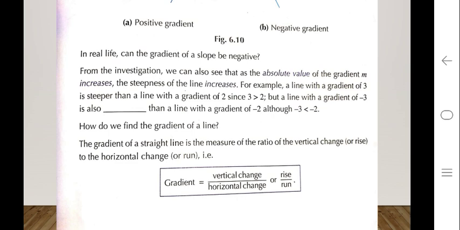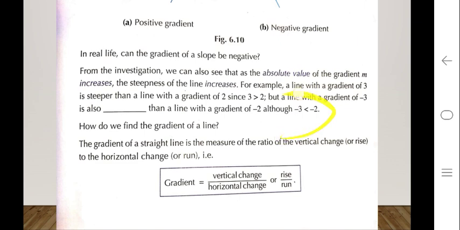From the investigation, we can also see that as the absolute value of the gradient m increases, the steepness of the line increases. Yeah, this is what I told you just now. So the steeper it is, the greater the gradient. For example, if a line has a gradient of 3, that will be steeper than a line with a gradient of 2, since 3 is more than 2. But a line with a gradient of negative 3 is also steeper than a line with a gradient of negative 2.